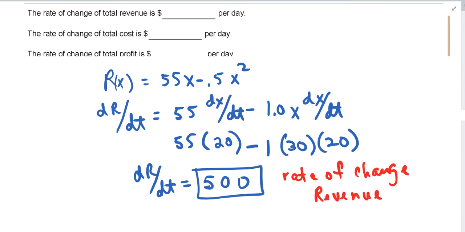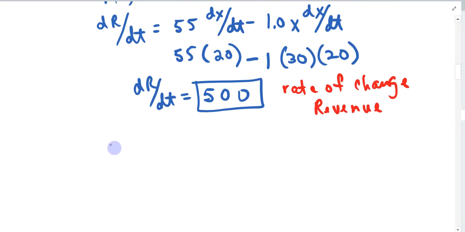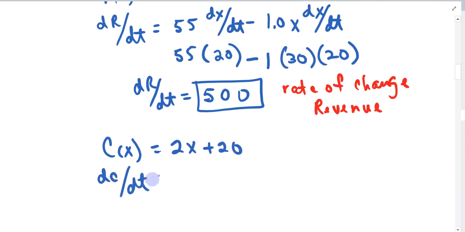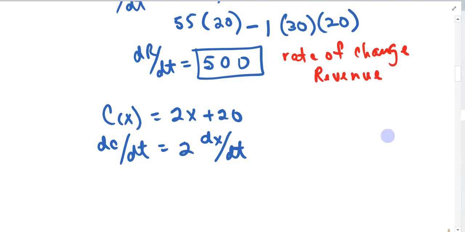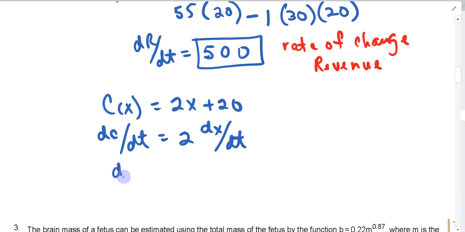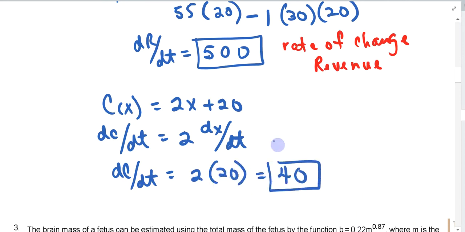All right. Then we're going to do the cost. And the cost function we were given was 2x plus 20. So dC/dt is 2 dx/dt, and then the derivative of 20 is 0. So we're going to plug in. So dC/dt is equal to 2 times 20, which is equal to 40. And 40 is the rate of change of the cost.